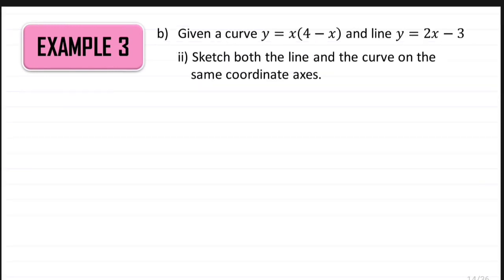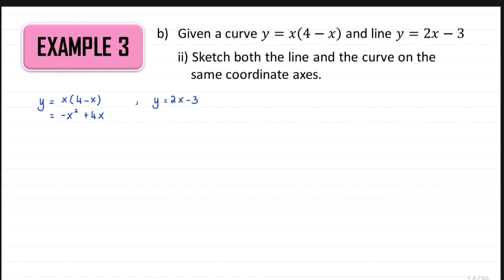We continue the same question, but now we want to sketch both graphs on the same coordinate axis. We have quadratic and linear. We have y equals x times (4 minus x). We expand, we get negative x squared plus 4x. And we have line 2x minus 3.